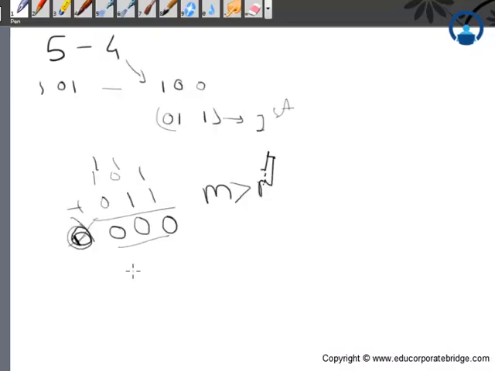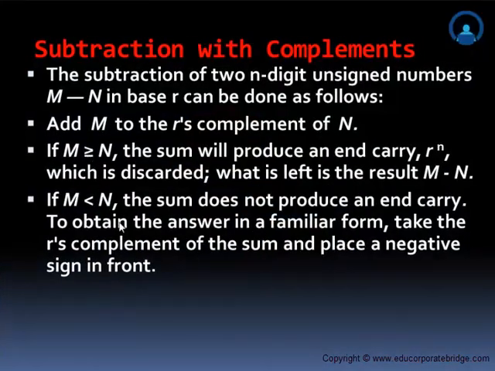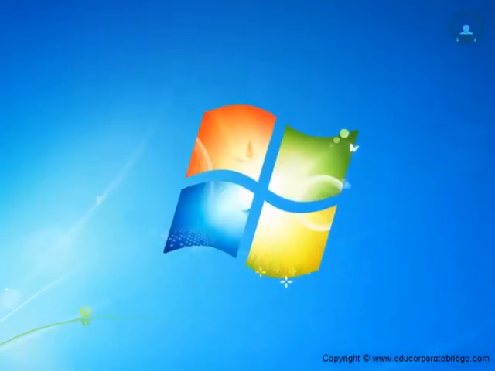Now let's move on to the other criteria. If m is less than n, then the sum does not produce any end carry, so the final answer will be negative. To obtain the exact answer, if there is no carry, we have to take the complement of the end result, as the number itself is negative. We'll understand this with the help of an example.